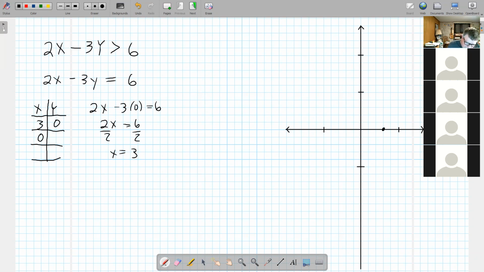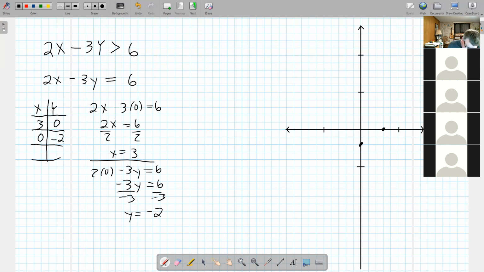Okay, let's find when x is 0, find what y is. 2 times 0 minus 3y equals 6. Negative 3y equals 6. Divide both sides by negative 3. y equals negative 2. x is 0, y is negative 2. And just for safety's sake, let's find a third point. How about we let x equal 3. Nope, can't do that. I already used that.